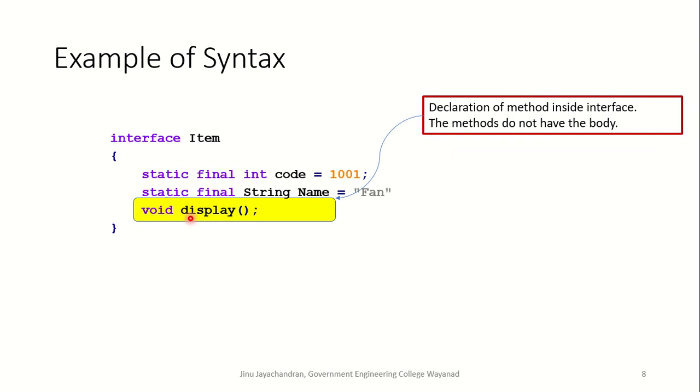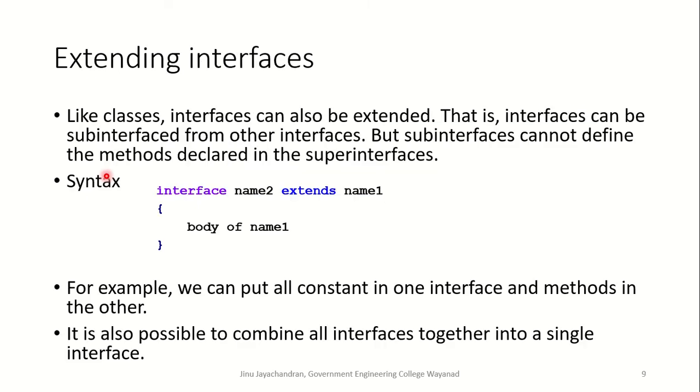And the method that you declare is a normal method declaration, where there is a return type, there is a name for the method, and if there are input arguments, they go inside the brackets. This method doesn't have a body. You don't put curly braces and say, okay, this is what the method does. So this is a simple method declaration. So the interface has the following things.